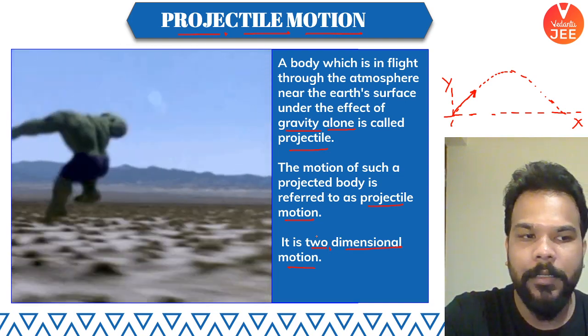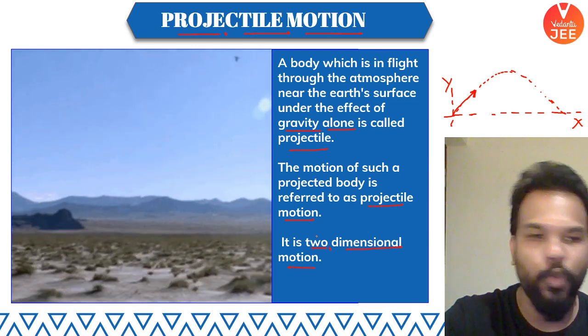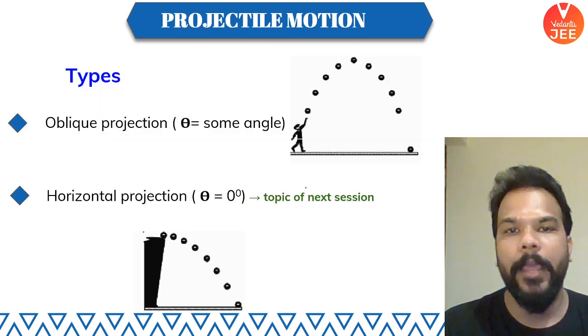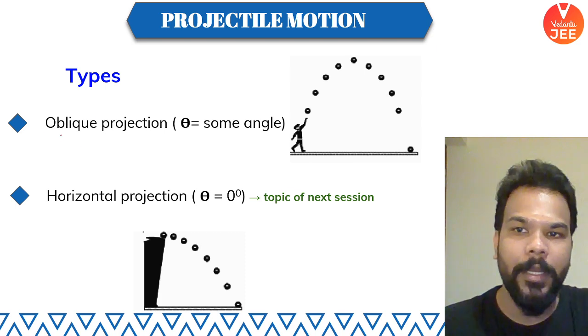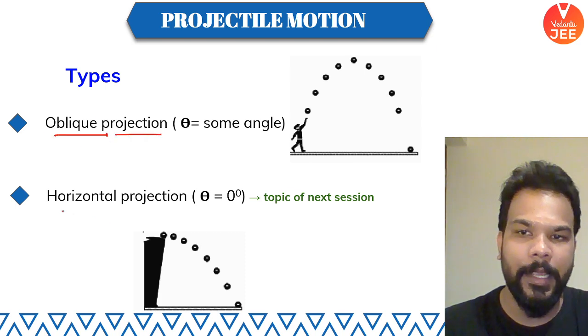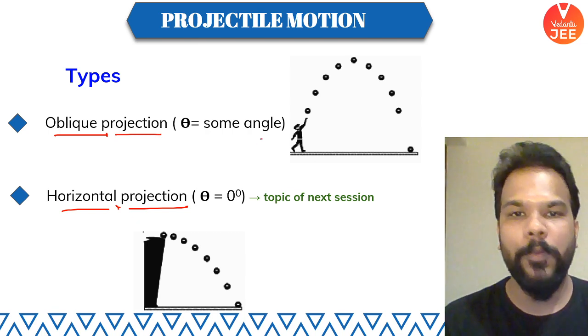Yep, it is also, you can say, an extension of motion under gravity as well. Now guys, there are two types of projectile motion that we are going to study. One is called oblique projectile and the other one is called horizontal projectile. Now, what is an oblique projectile?